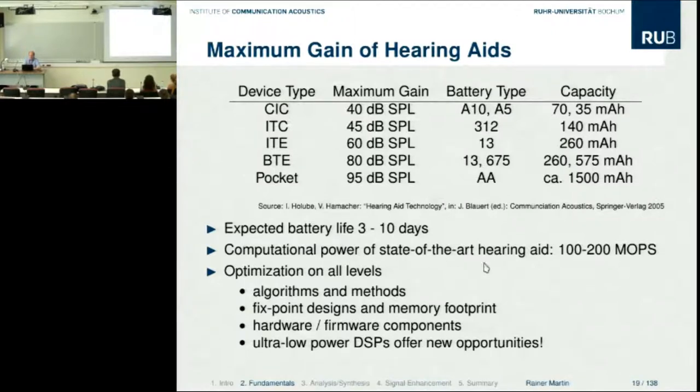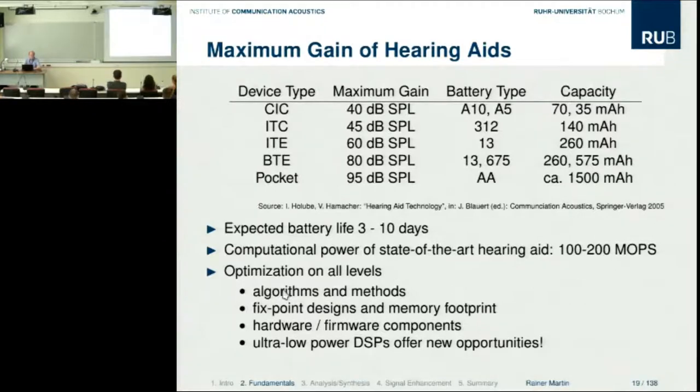The computational power, that's just an estimate because the implementation is also in terms of hardware, software, co-design, system on chip designs, but roughly 100 to 200 mega operations per second. So compare this with the giga operations you have on your PC, then you know what we are talking about here. But of course, that is also increasing as semiconductor technology improves.